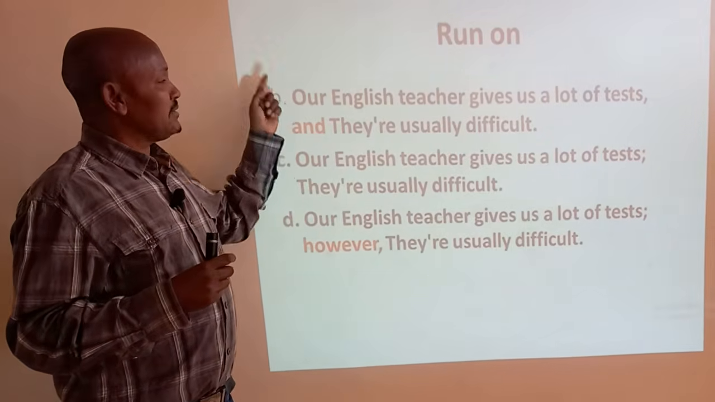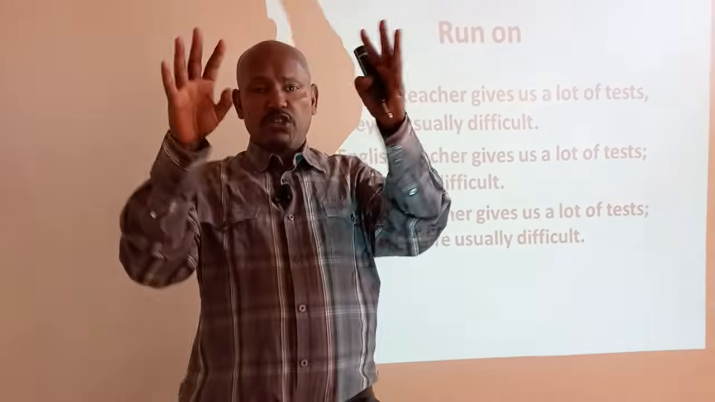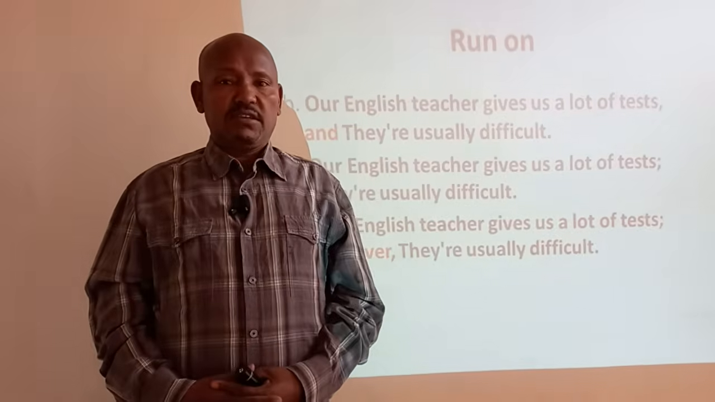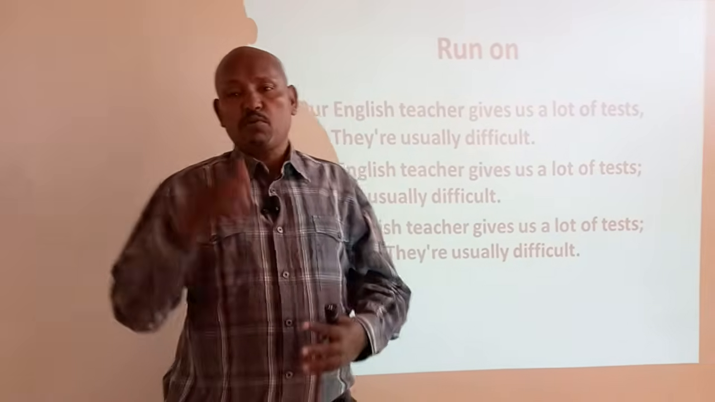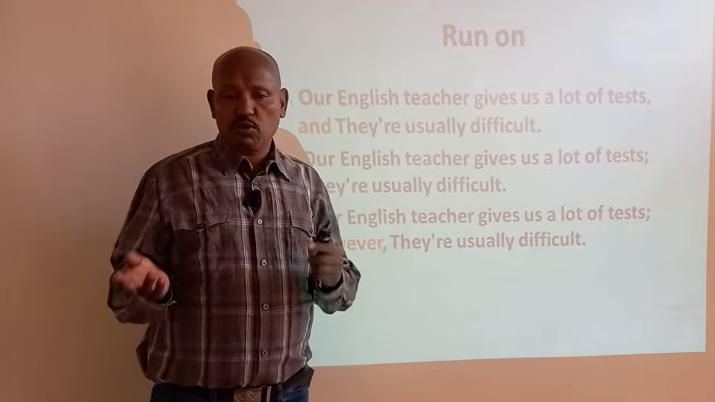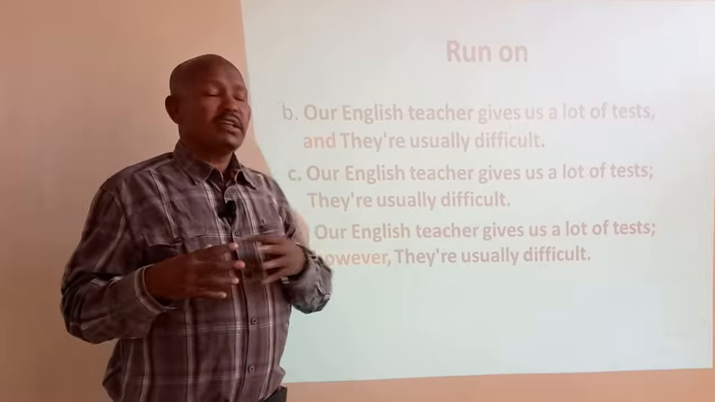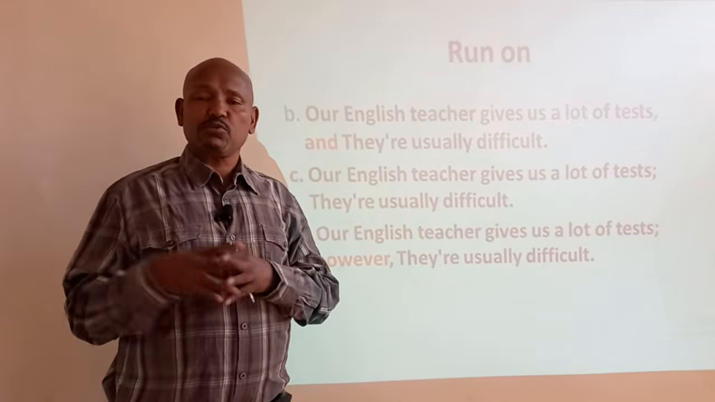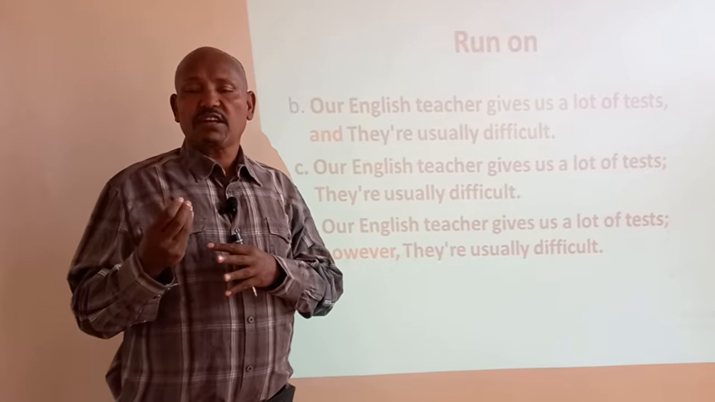The meaning of the second example is similar to the first example, but the difference is what? The structure of writing that sentence. It's also another way of writing the sentence. And the third one, there is a semicolon between the 2 independent clauses. And the other one, there is a subordinating conjunction between the 2 independent clauses. This is also the 4 ways of correcting the run-on sentence.